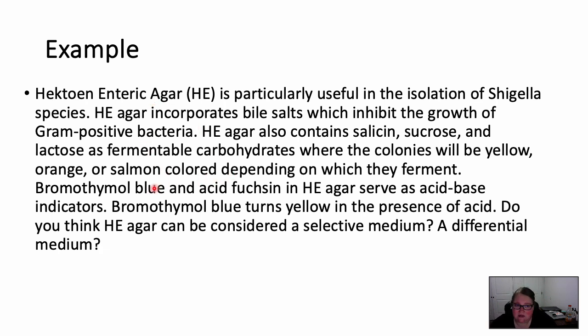But it also has the different indicators. So if it does ferment something, it's going to produce lactic acid, and lactic acid is going to cause the bromothymol blue to turn yellow. So we have two ways that we can indicate or differentiate the different species from each other. Okay, so this is both selective and differential. I would know how to do a question like this for the exam.